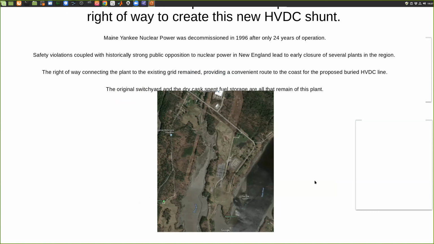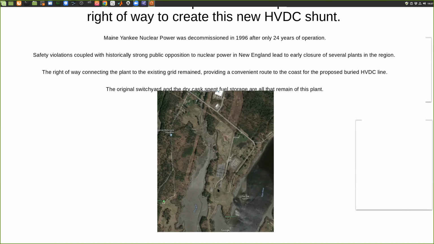This is in Wiscasset, Maine. There was a nuclear power plant here, and it was shut down early. It only operated for 24 years. I think it had safety issues, not to mention the New England environmentalists. So here's where there used to be a nuclear plant, drawing on that nice cold water for its cooling systems.